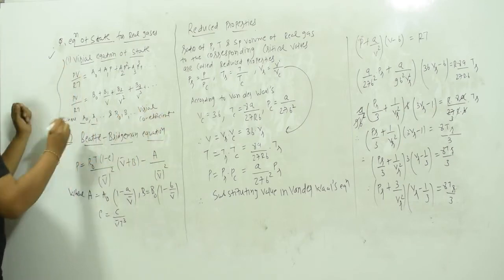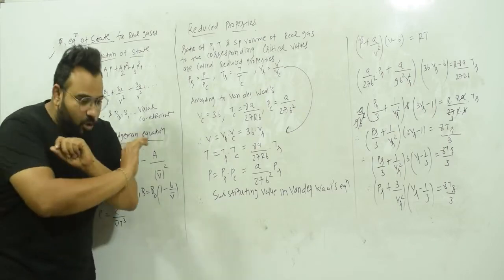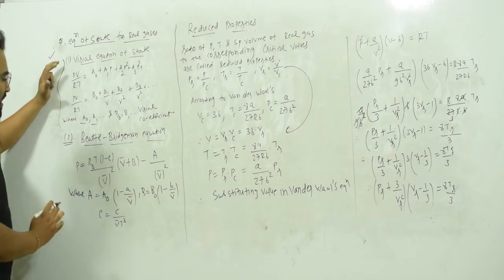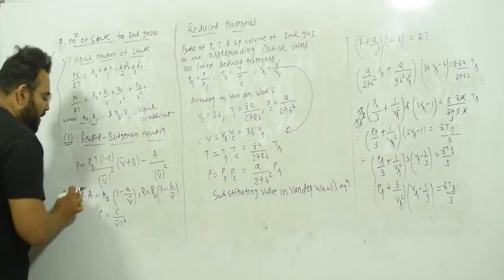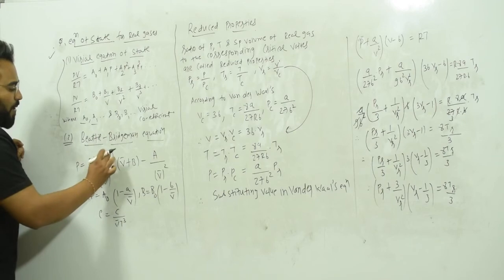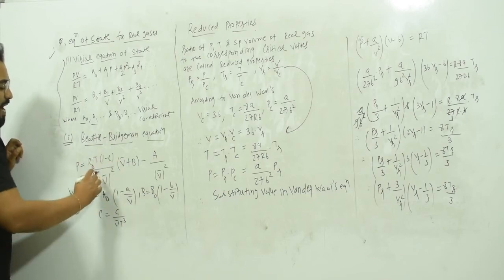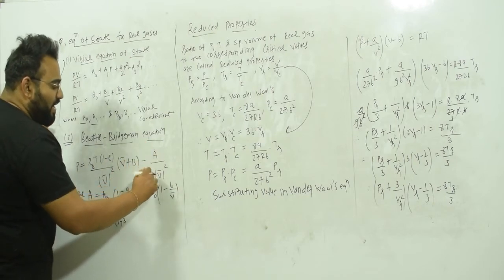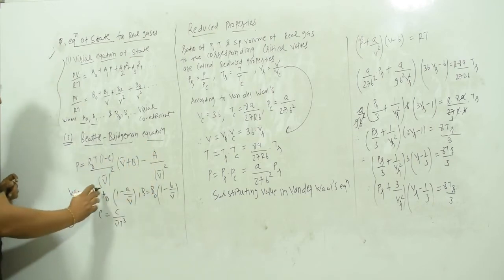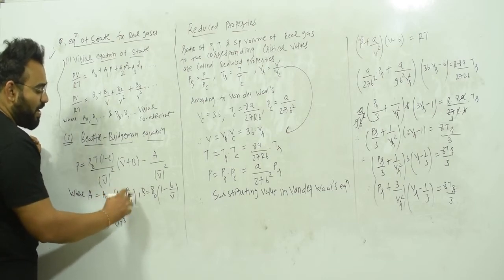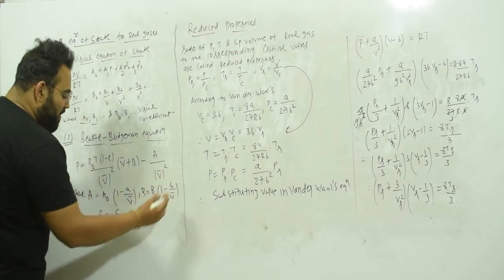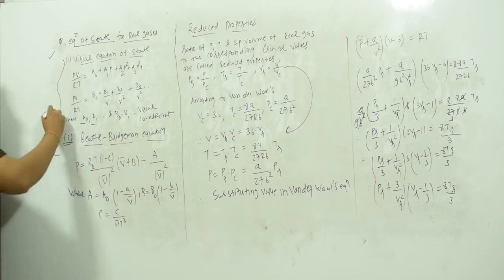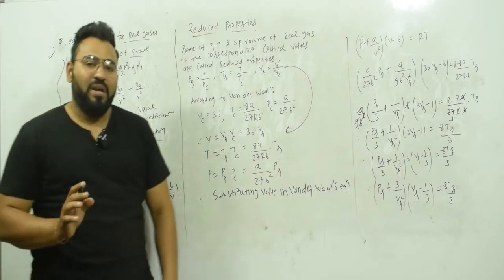So you have to mug it up. There is no explanation and no derivation of any kind in the book, so you have to just take it as it is. And second is the Beattie-Bridgman equation, where P equals R0T times 1 minus E divided by V bar, times the bracket V bar plus B, minus A divided by V bar whole square, where A is equal to A0 times 1 minus a by V bar, B is equal to B0 times 1 minus b upon V bar, and E is equal to c upon V bar T cube. You have to mug this up, there is no other way.